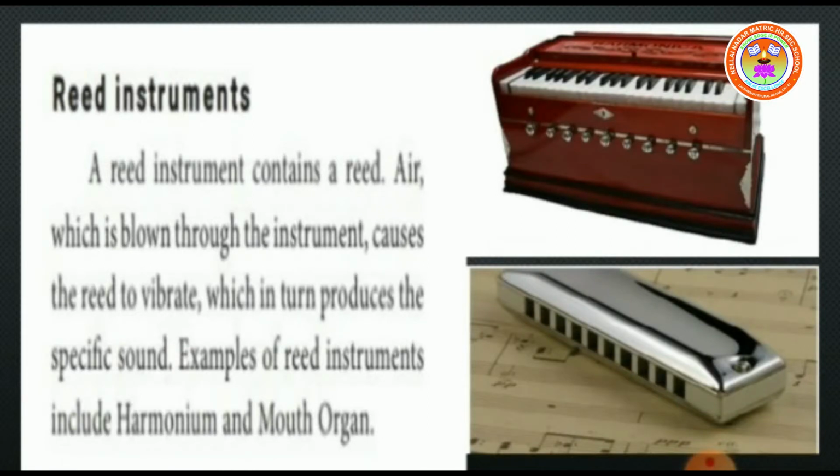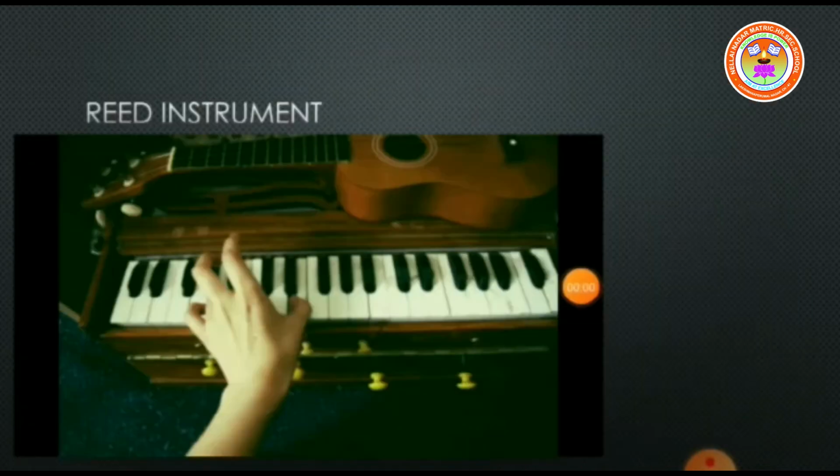Third one, reed instruments. What are reed instruments? A reed instrument contains a reed. Air which is blown through the instrument causes the reed to vibrate, which in turn produces the specific sound. Examples of reed instruments include the harmonium and mouth organ. Harmonium and mouth organ are nice examples of reed instruments.